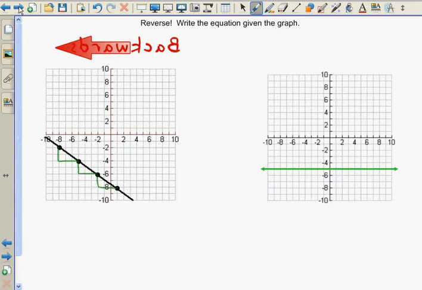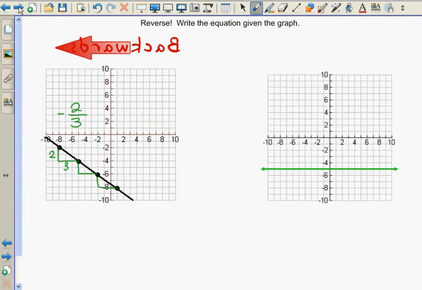I was nice and gave you points, so it's easy to count out that stair step. It is going down 2 to the right 3, down 2 to the right 3, so it's falling. So we know that our a value will be, whoops, backwards, down 2 to the right 3, down 2 to the right 3. Always rise over run, or technically in this case, falling over running.